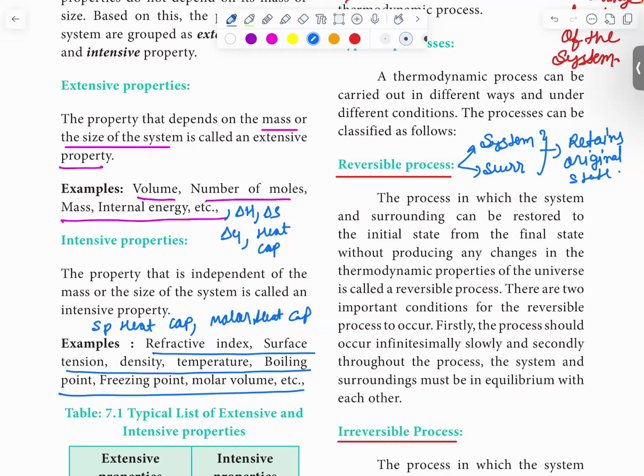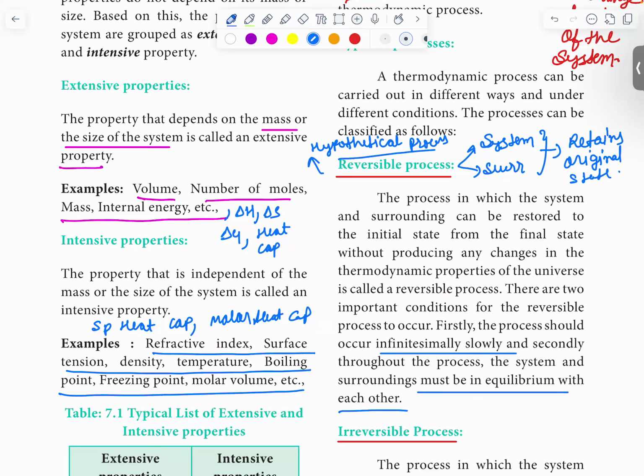And the pressure difference between the system and surrounding is very, very less. Here it is written that it is an infinitely slow process, and the system and surrounding remain in equilibrium with each other. Also, reversible processes are not real processes. They are hypothetical processes.